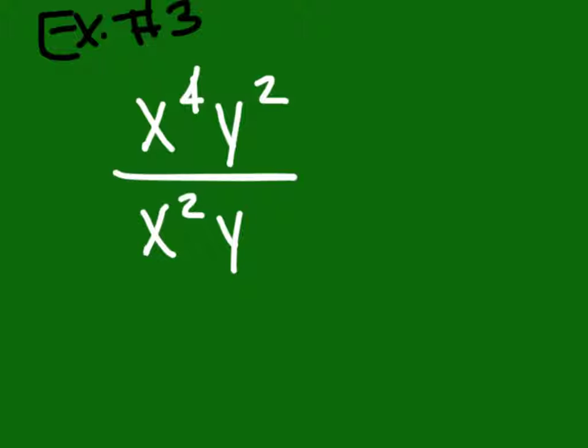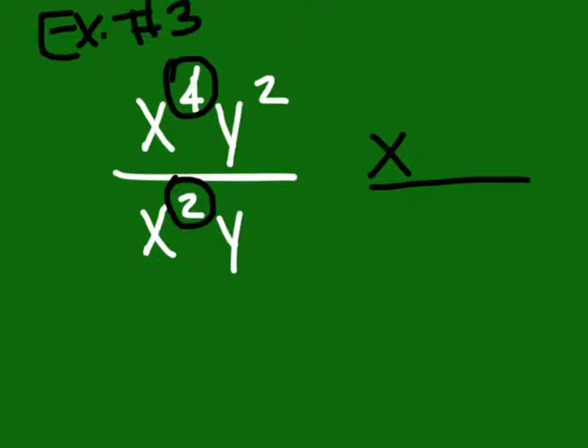This is x to the 4th y squared over x squared y. This is a division problem. So when you have exponents and there's division involved, you check to see which exponent is bigger between the top and the bottom when the bases are the same. So you have x to the 4th on top and x squared on bottom. Which one's bigger, 4 or 2? 4. So the x is going to stay on top.